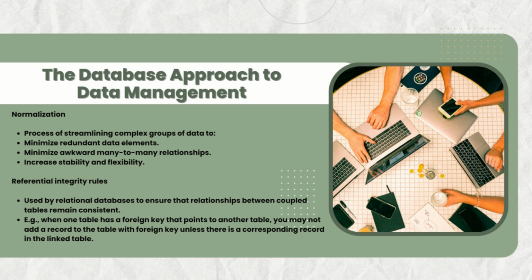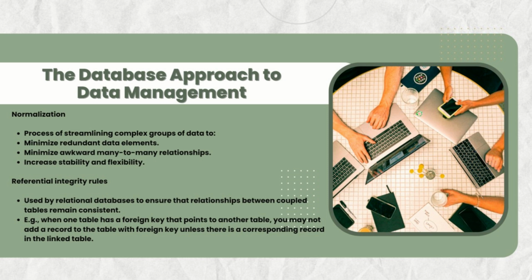Third is increase stability and flexibility. Normalization increases the stability and flexibility of a database schema by reducing dependencies and improving data organization. It allows for easier modification, updates, and extension of the database without causing cascading changes across the entire system. Changes in one part of the database schema do not necessarily impact other parts, leading to a more robust and adaptable database design.